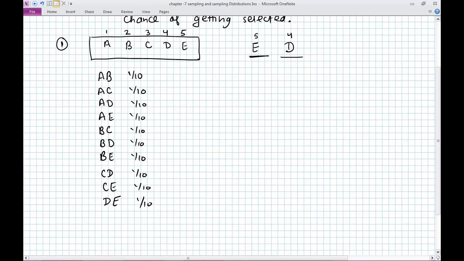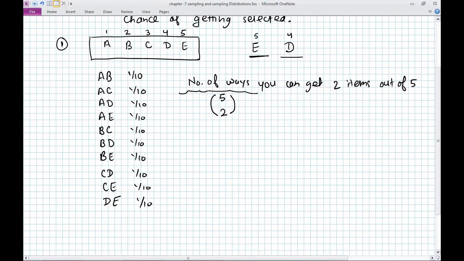Now because we were selecting 2 out of 5, you can use that formula that we used in binomial or hypergeometric distribution. Like how many ways exist for getting 2 out of 5? So number of ways you can get 2 items out of 5. This formula you know is 5C2, and this is 5 factorial divided by 2 factorial and 5 minus 2 factorial. If you solve this, you should get 10.